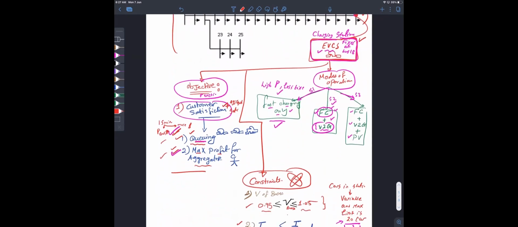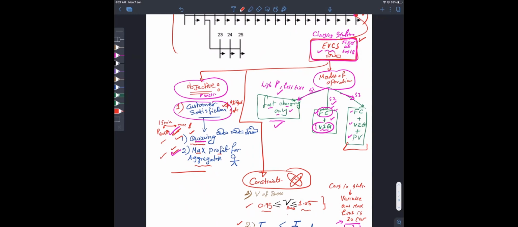I think this one will be very hard. I'm not really sure, but I think it will be kind of hard. No, it will not be difficult. The difficult scenario here is customer satisfaction, because in the third mode of operation we have FC VTG plus PV.